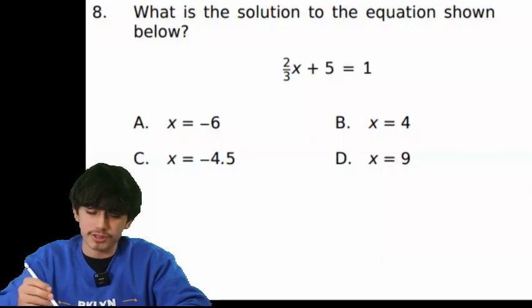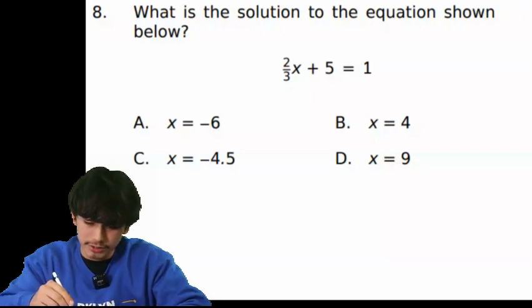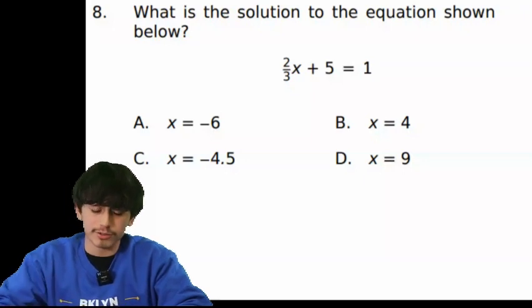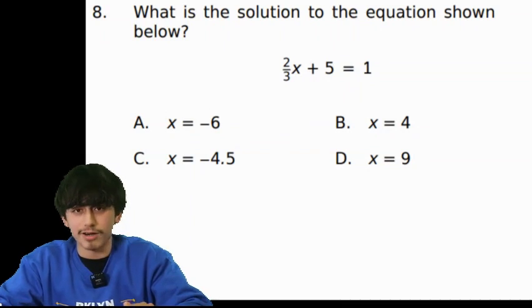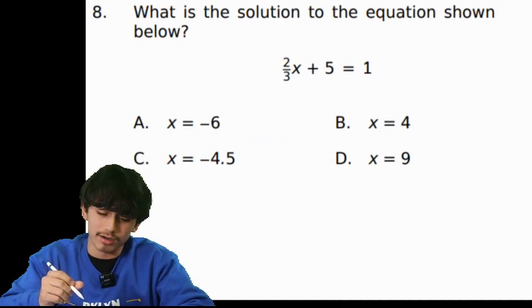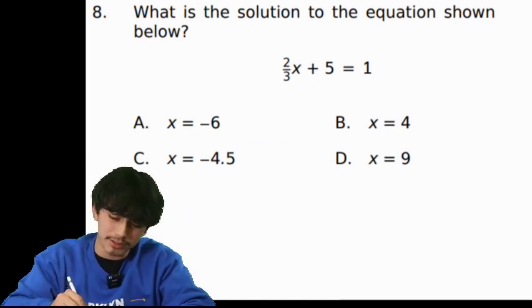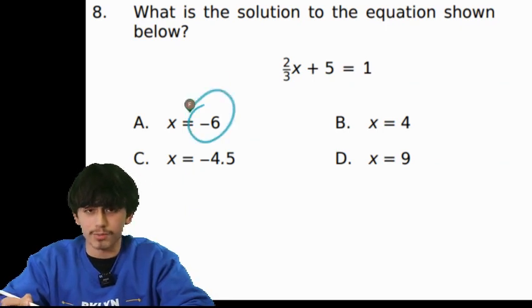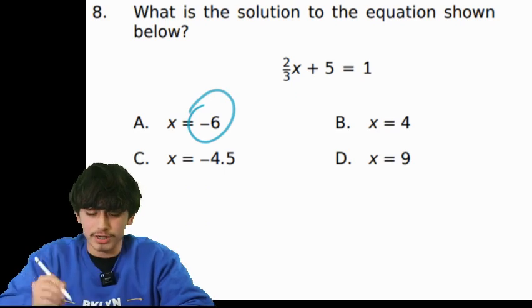What is the solution to the equation shown below? The equation is 2 over 3x plus 5 equals 1. Now, some might find this question a little difficult, but it's not really that hard if you think about it. So personally, what I do is I grab an answer from the multiple choice. So for example, let's just use -6. So what we're going to do is multiply -6 by 2/3 x.